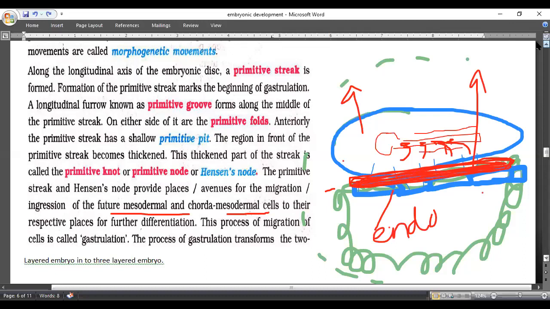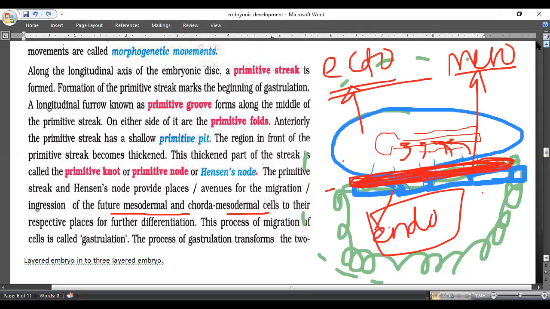Okay, then this is epiblast. Now you can say ectoderm. The red one in the middle, that is mesoderm. So now the trilaminar embryonic disc is formed. I'll show the video also to you. The trilaminar embryonic disc. Okay, so this is called gastrulation.